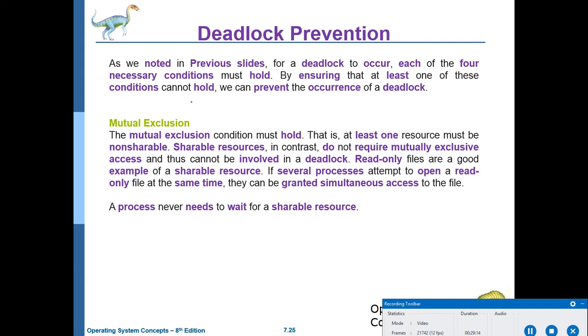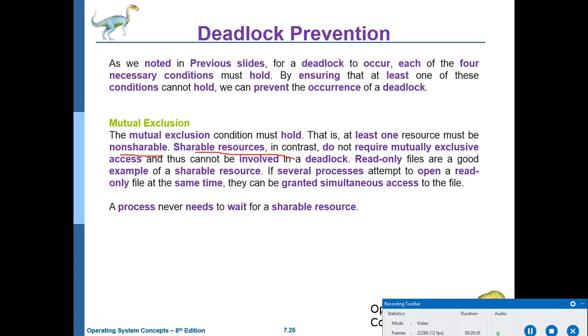Mutual exclusion. The mutual exclusion condition must hold, that is, at least one resource must be non-shareable. That means there should be at least one resource in the system which is not shareable. Shareable resources do not require mutually exclusive access, and thus cannot be involved in a deadlock. So if our resources are shared, for example, there are two instances of a printer which can be shared, they do not require mutual exclusion. Non-shareable resources require mutual exclusion.